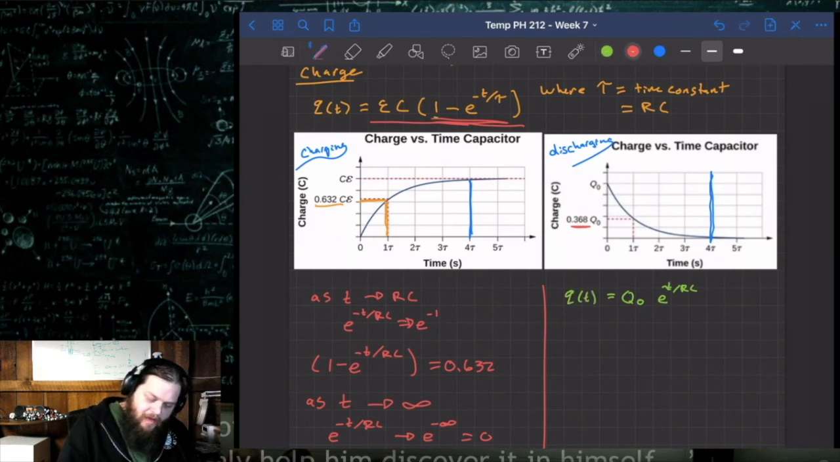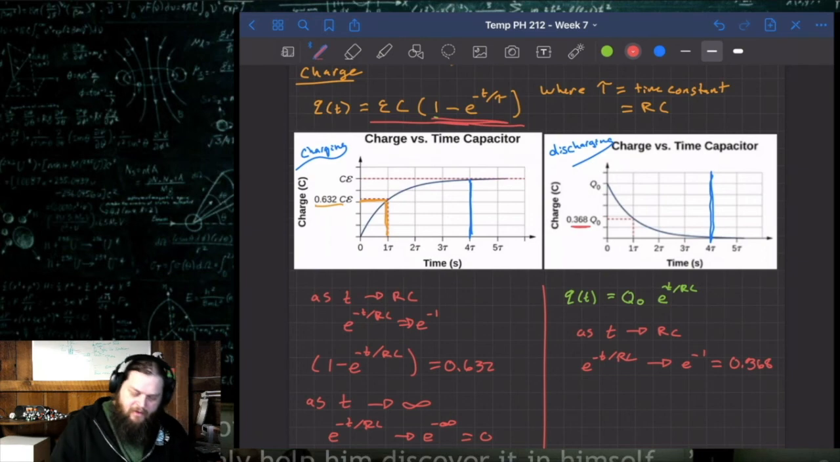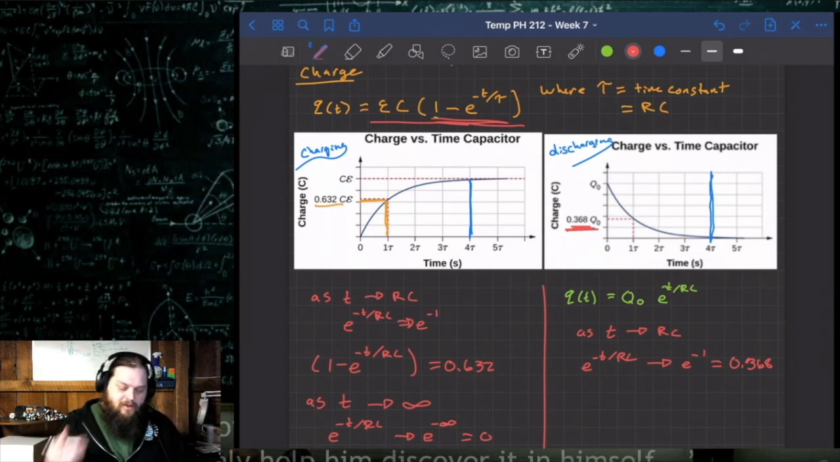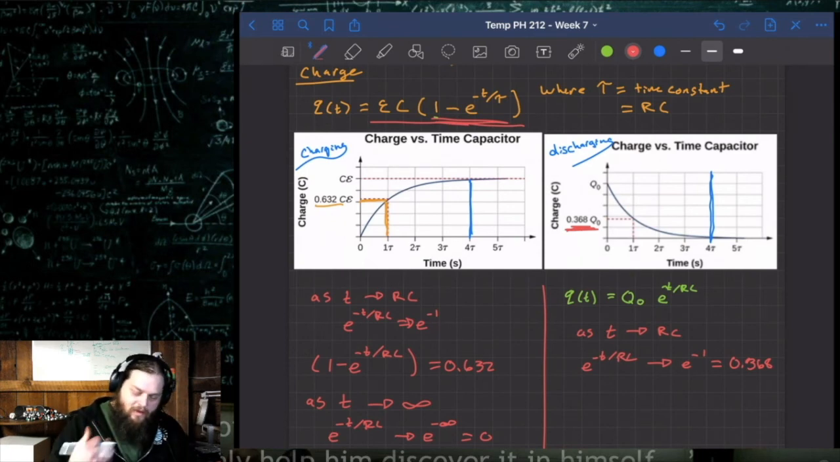So we can see the behavior of this as t approaches RC. We see that that e to the negative t over RC is going to approach e to the negative 1, which is just equal to 0.368. So that's why here we're just multiplying that 37% or so of the original charge. We're discharged down to 37% of the original charge at that point, once we hit one time constant, when the time is equal to the resistor times the capacitance.